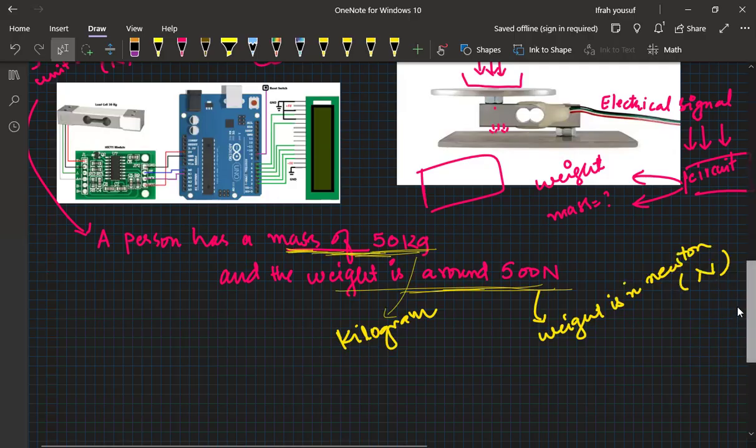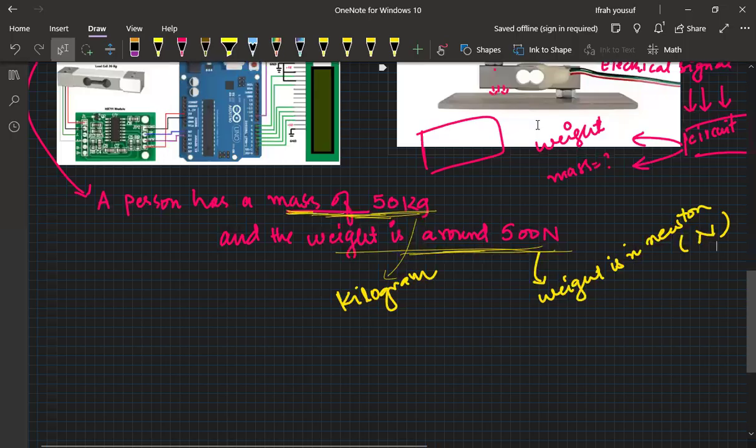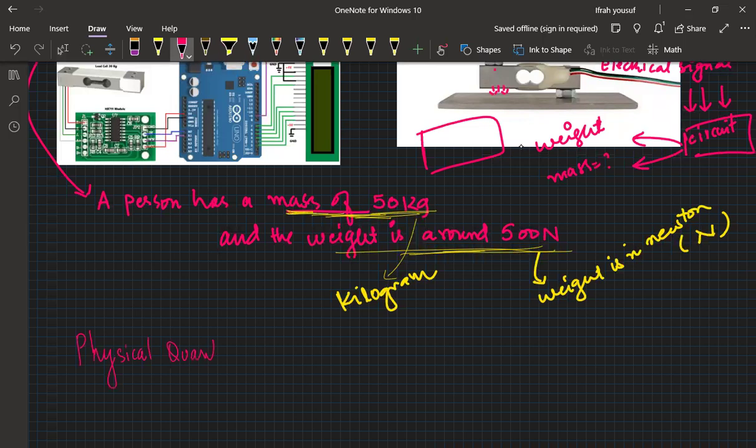So we are going to unpack the next physical quantity, that is mass. I am using the word physical quantity here. So do you have any idea about physical quantity? What is a physical quantity? We just talked about it: force is a physical quantity, mass is a physical quantity, weight is also a physical quantity. So what do you think about physical quantity? Yes Aisha, beta. I don't know. Okay, you don't know.